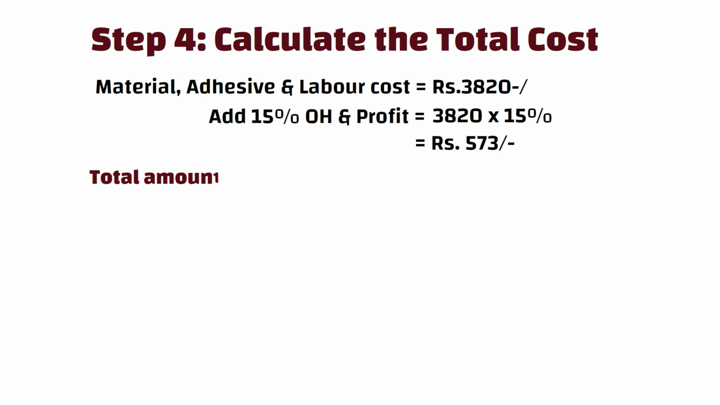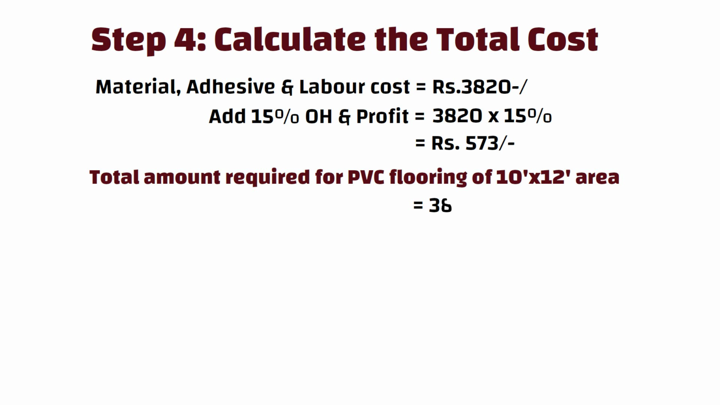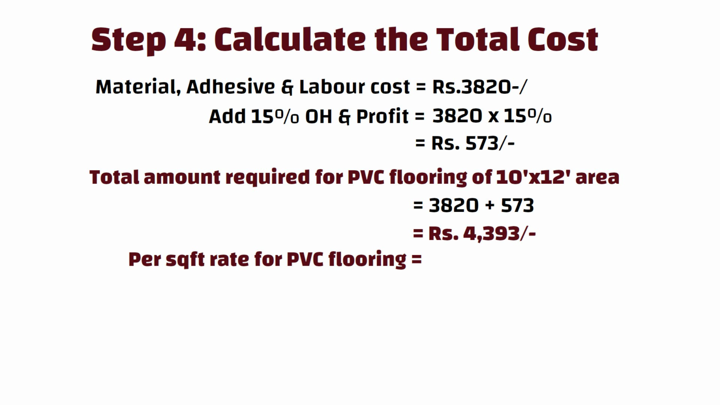So total amount required for PVC flooring of 10 feet by 12 feet area shall be 3820 plus 573 is equal to 4393 rupees. So the per square feet rate for PVC flooring shall be 4393 divided by 120 is equal to 37 rupees.